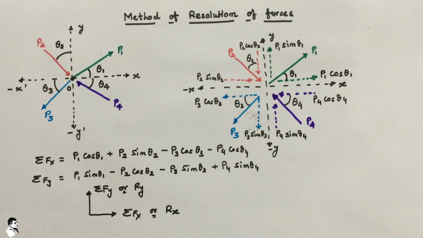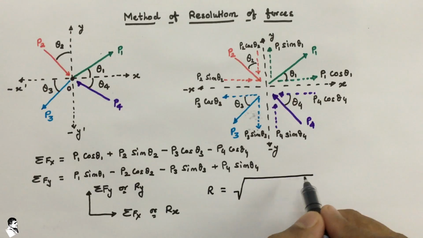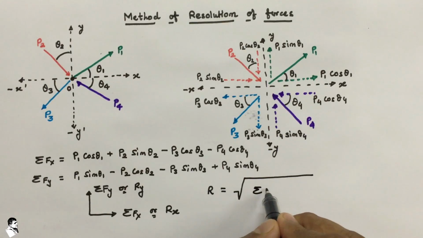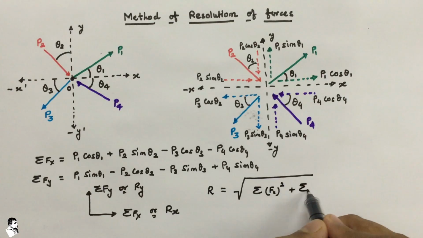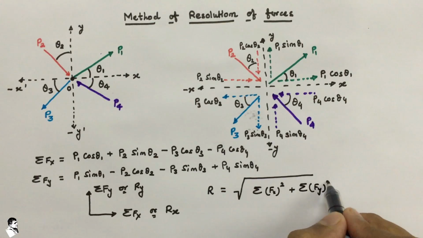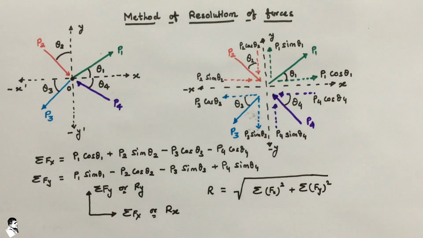Now, therefore, the magnitude of the resultant is R equal to the square root of sigma Fx squared plus sigma Fy squared. This equation gives the total resultant out of the four forces, or we can say out of the number of components of those four forces.